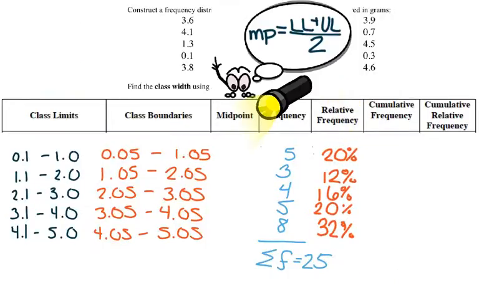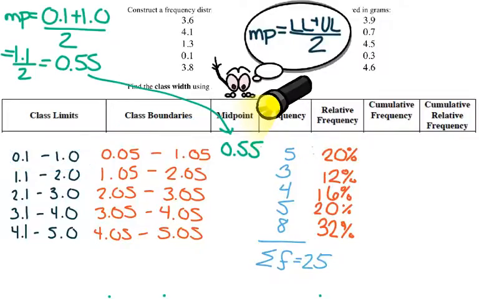So now the next thing that we're going to take a look at, and this is new, is the midpoint. Basically, it's the average of the class limits for a particular class. So I can take the lower limit plus the upper limit and divide it by 2. And actually, I could do the same thing with the class boundaries. It doesn't matter if you use the class limits or the class boundaries. Your answer should come out to be the same. So I show you here that for the first class, I just used the limits, which was 0.1 plus 1, and I divided it by 2, which gave me 0.55.